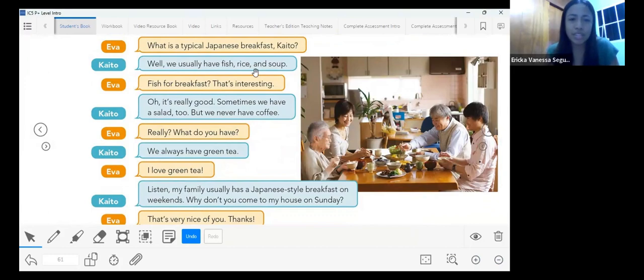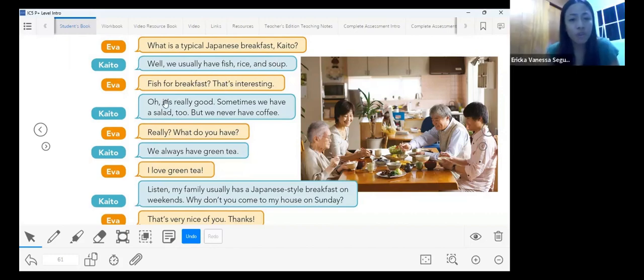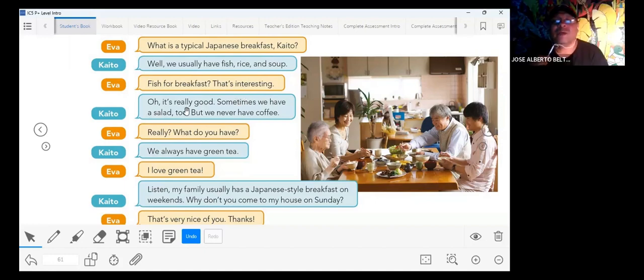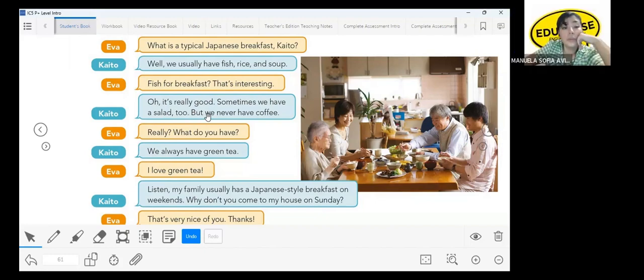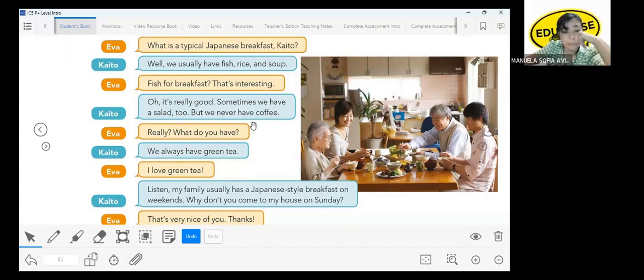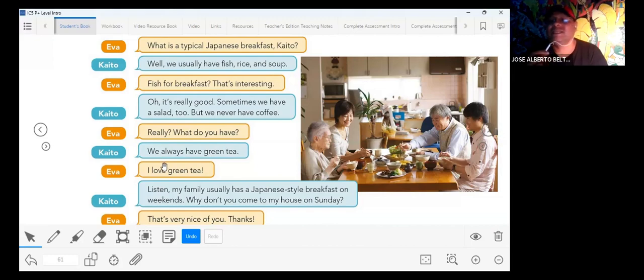What is a typical Japanese breakfast, Kaito? Well, we usually have fish, rice, and soup. Fish for breakfast? That's interesting. Oh, it's really good. Sometimes we have a salad too, but we never have coffee. Really? What do you have? We always have green tea.